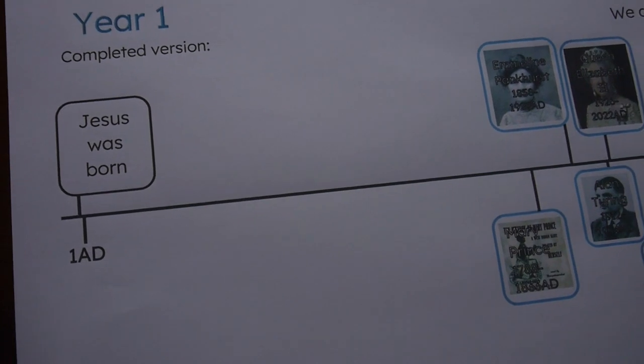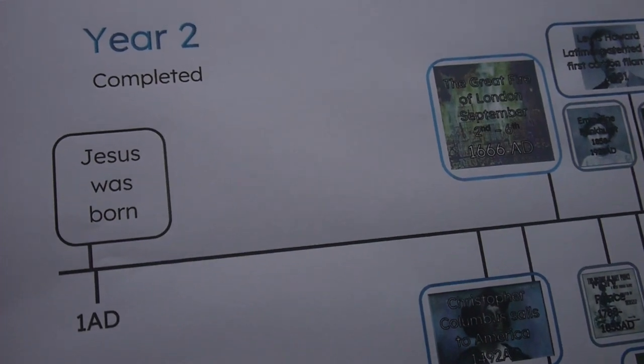And on the Year 2 example, all of the Year 1 events are already placed to support the development of this chronological framework. There are completed versions of the Year 1 and Year 2 timelines in order to support teacher knowledge and to use as models for the children.